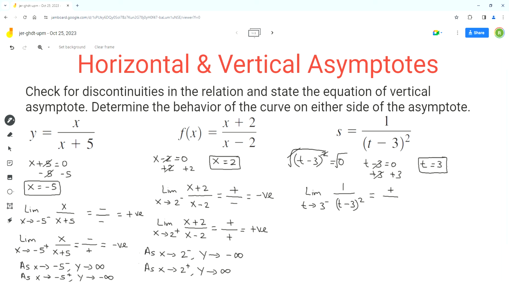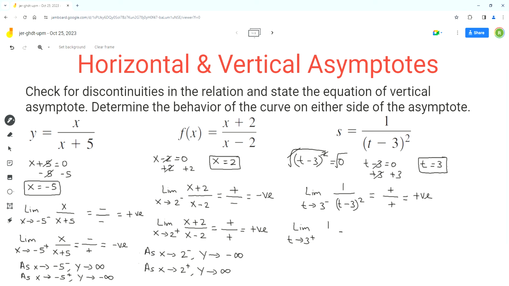And in the denominator, for every value of t, the denominator will be positive because it's a square of t minus 3. So if we sub in t as 2.9, then 2.9 minus 3 will be a negative number, but when we square it, it will become a positive number. So this will always be a positive value overall. So now we can analyze the right hand limit.